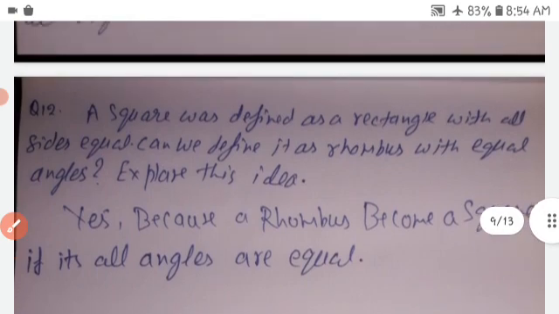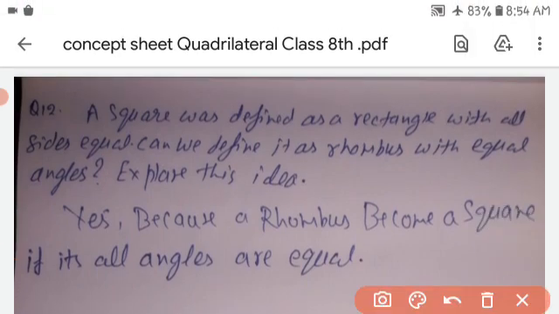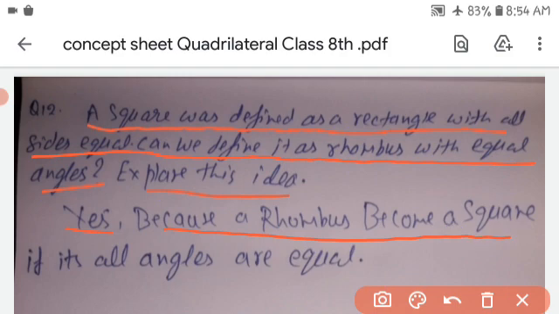Question 12. A square was defined as a rectangle with all sides equal. Can we define the rhombus with equal angles? Explain this idea. Yes, because a rhombus becomes a square if all its angles are equal.